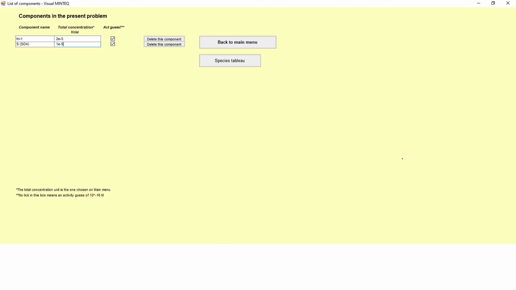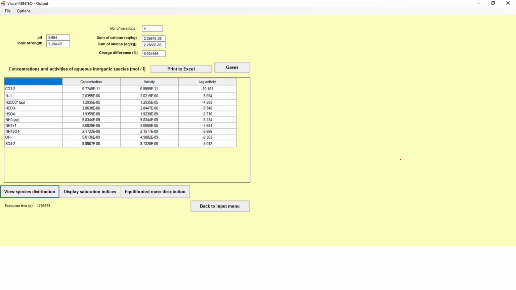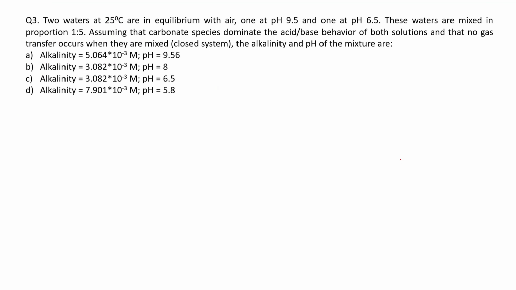So like the previous question, I have added all the components. You will get this as the PDF. I will upload it in the drive. You will get the link for this. So let's move to the next question.